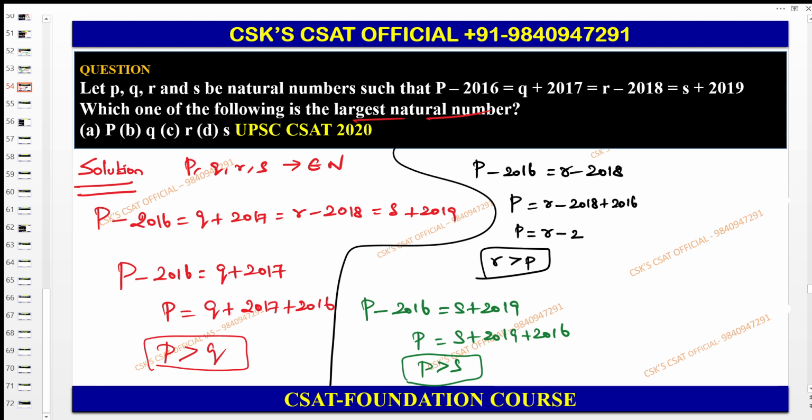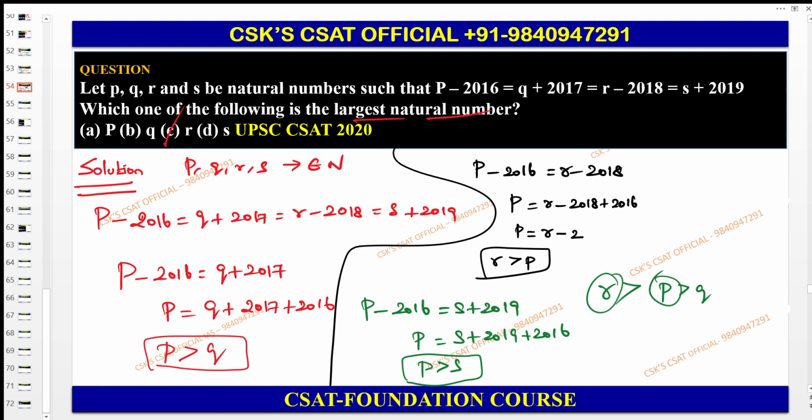Now listen carefully. By getting this, you can see that P is greater than Q, as well as S. But P is lesser than R, which means R is greater. The question says largest, so with this we can find R is the largest. So the answer for this question is R. Getting everyone?